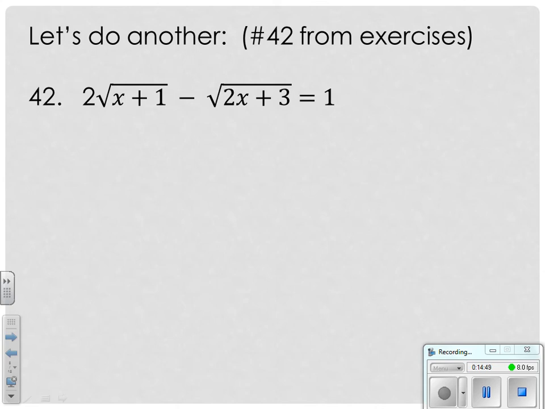So I'm going to first of all isolate this term. So I'm going to add the square root of 2x plus 3 to both sides.